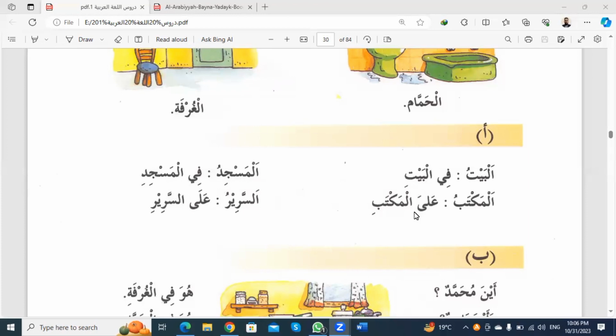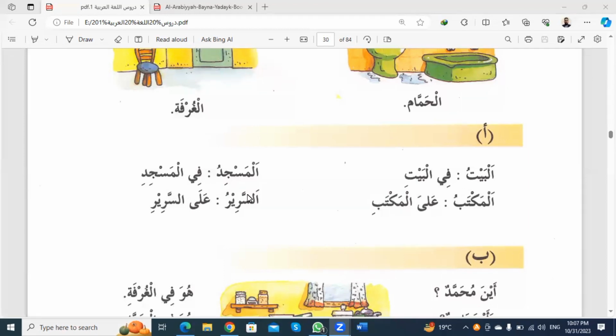So ala means on. Alal maktab. Al maktab means desk, and on the desk is alal maktab. So ala is used for on the top of anything.